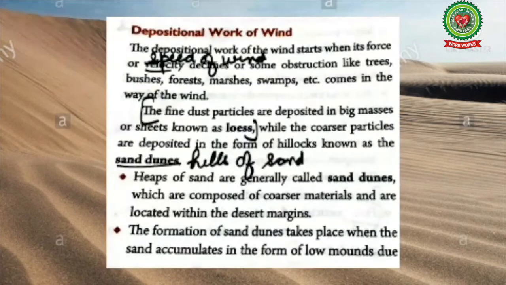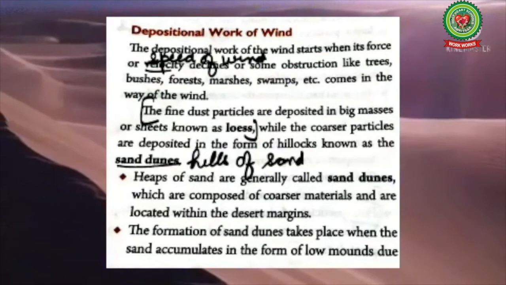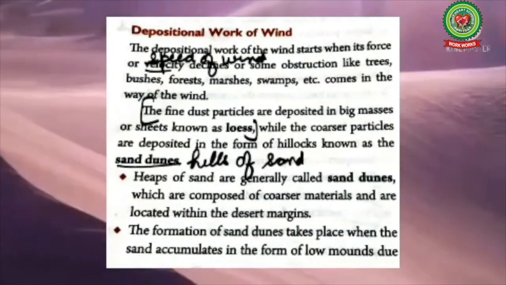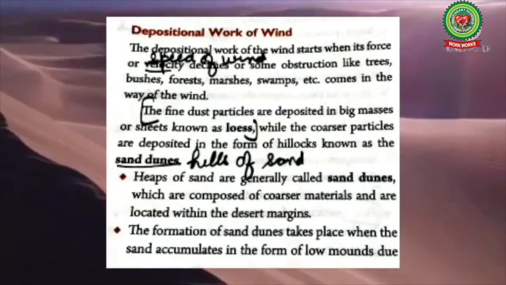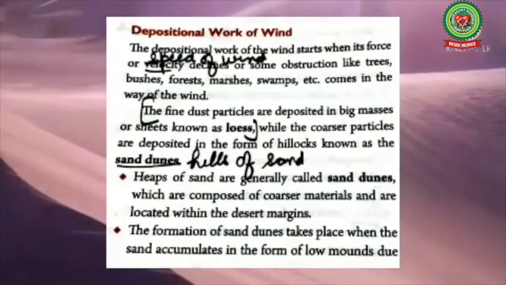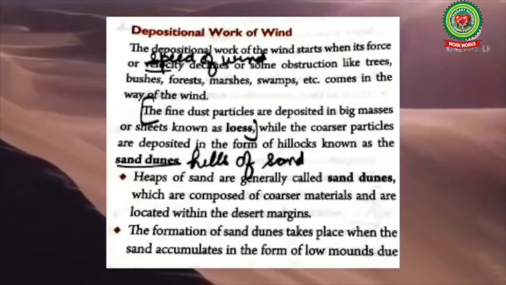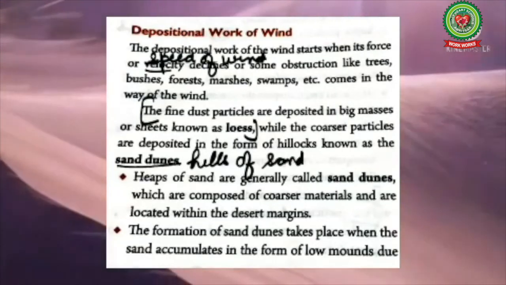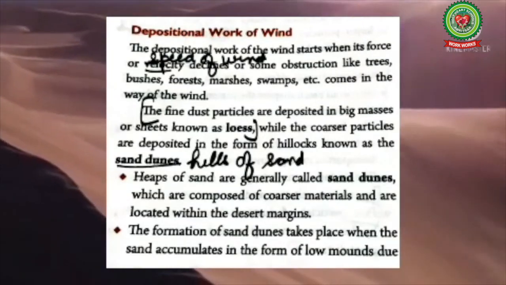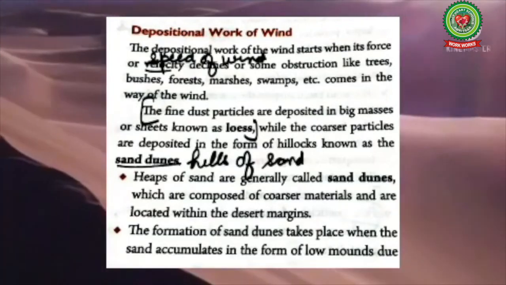Now students, let's come back to our reading. The depositional work of the wind. The depositional work of the wind starts when its force or velocity, means speed, declines or some obstruction like trees, bushes, forests, marshes, swamps, etc. come in the way of the wind. The fine dust particles are deposited in big masses or sheets known as loess, while the coarse particles are deposited in the form of hillocks known as sand dunes or hills of sand.